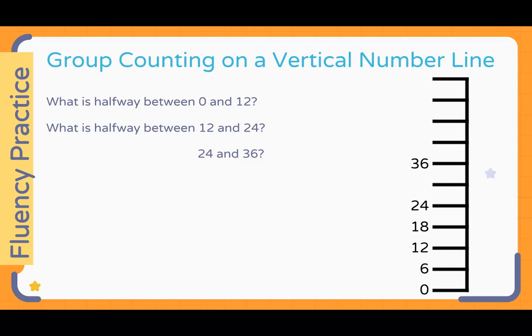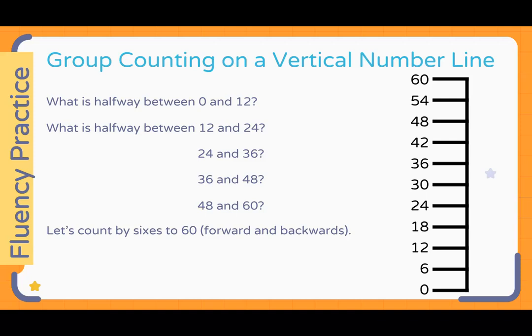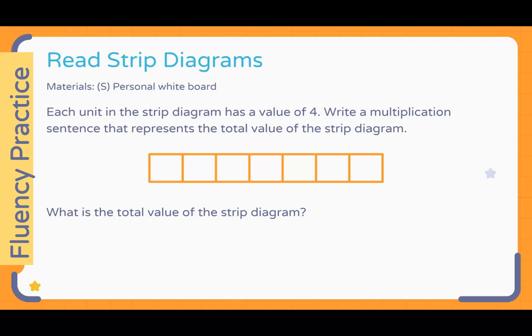So 24, 36. In between would be 30. 48. In between 36 and 48 would be 42. 60. In between 48 and 60 would be 54. So all they're doing is we're still counting by 6, and they're actually skipping 1. That's all they're doing. All right, let's move on.